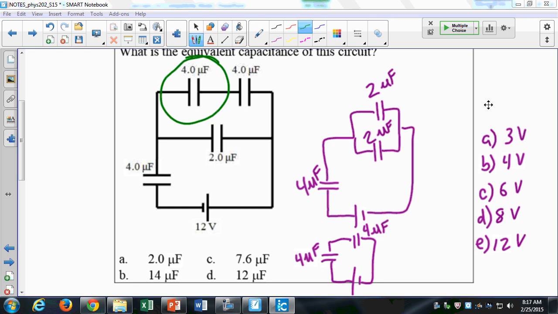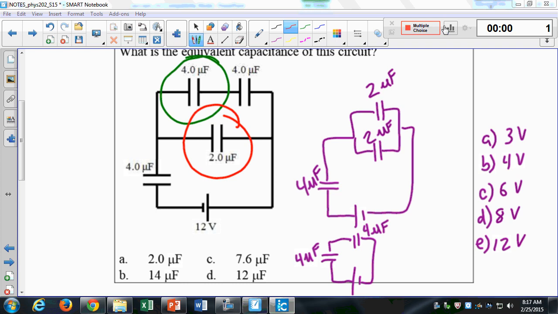Let's try another one. What is the voltage now across this capacitor? You've probably got them all figured out in your mind now. So what is the voltage on that capacitor? And then in the next question, I'll ask what is the voltage of this capacitor. We're going to do the red one, the 2 microfarad. What's the voltage there? We'll stop at 22.